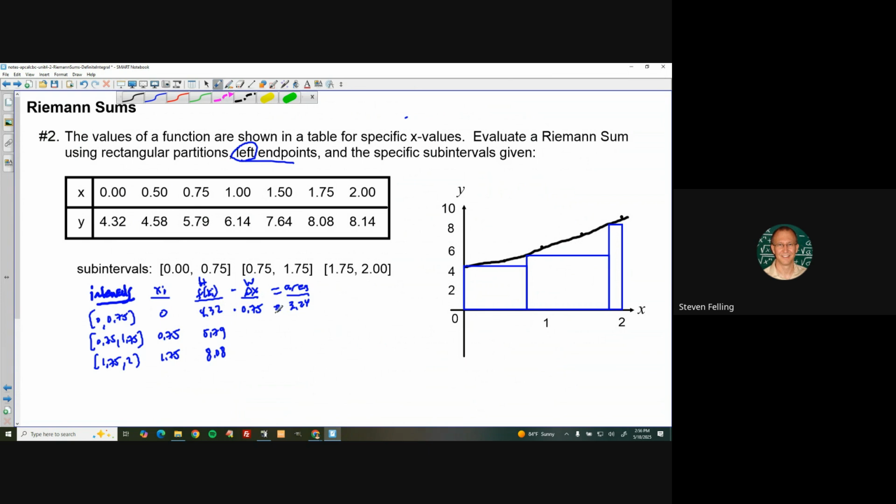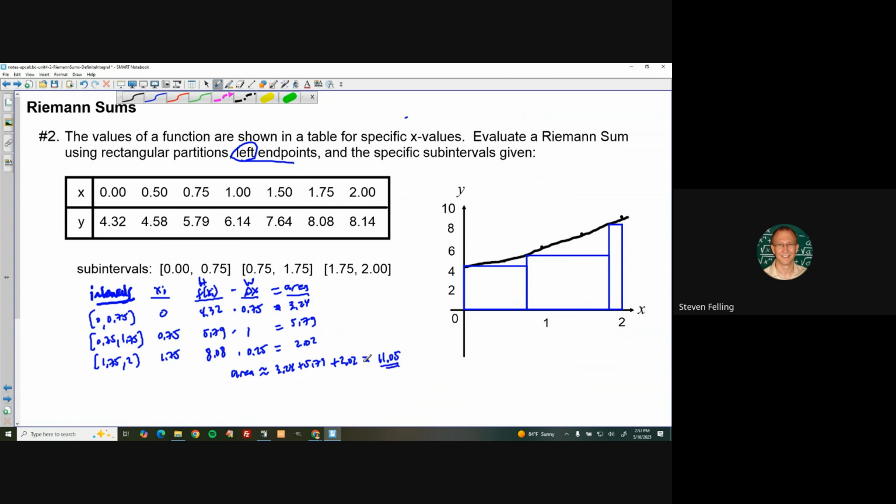Okay, and then in the second one, the width from 0.75 to 1.75 is 1, so that area is 5.79. Then this width is from 1.75 to 2, which is 0.25. So when you take a fourth of that, you get 2.02. That means that the valuation here, the area, is approximately equal to this summation, 3.24 plus 5.79 plus 2.02, which is 11.05.